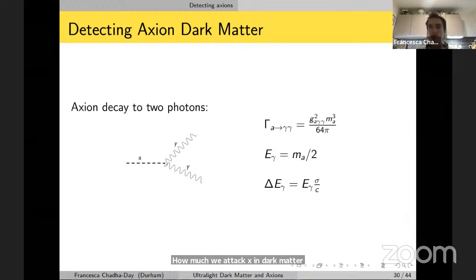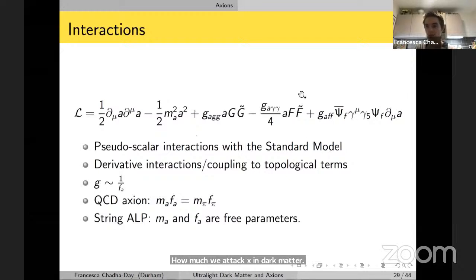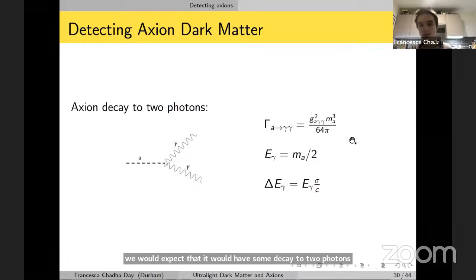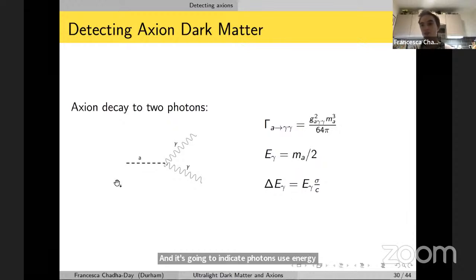Well, one thing is that we know the axion has this coupling to photons. So if we've got axion dark matter everywhere in space, we would expect that it would have some decay to 2 photons. If we calculate the decay width, we find something like this. And it's going to decay to photons whose energy is equal to the axion mass divided by 2. So we would expect a kind of photon line that we could see everywhere in space with an energy of half the axion mass.